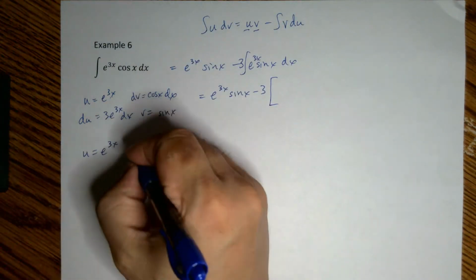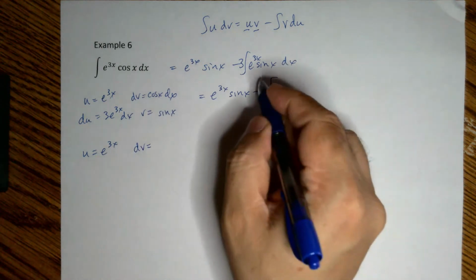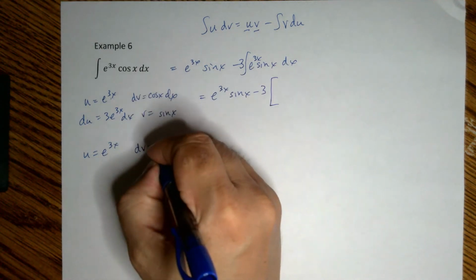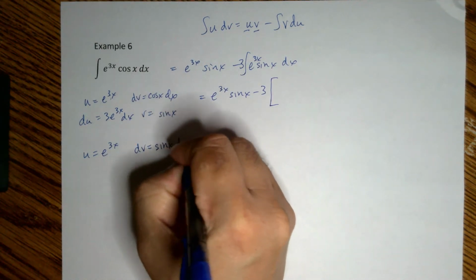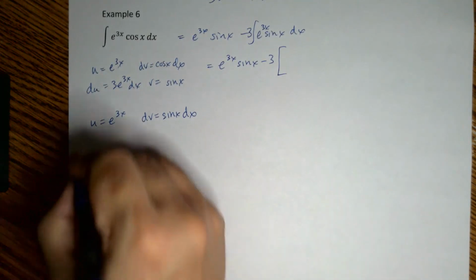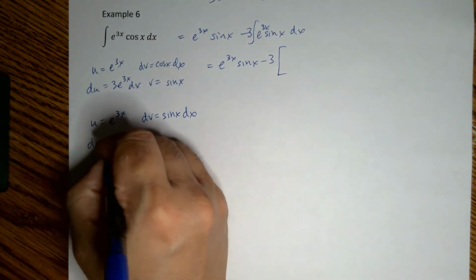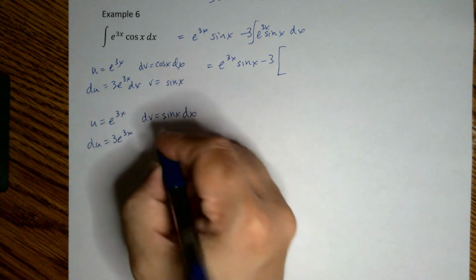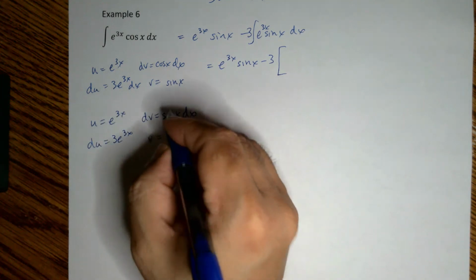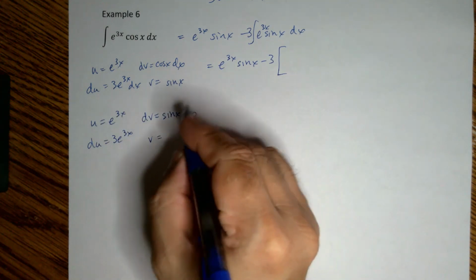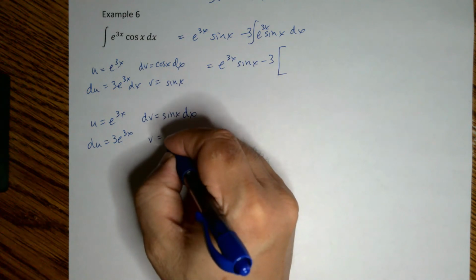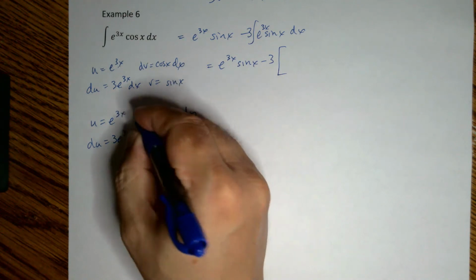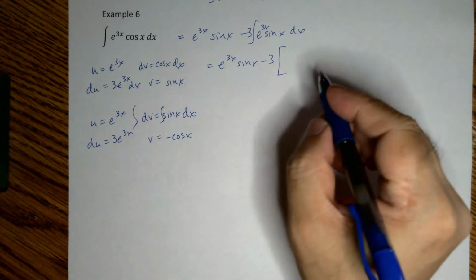So dv equals what? Sine x. Continuing, du equals 3e to the 3x like last time. The integral of sine x dx is negative cosine x. Remember, we're integrating these. Now let's fill in.